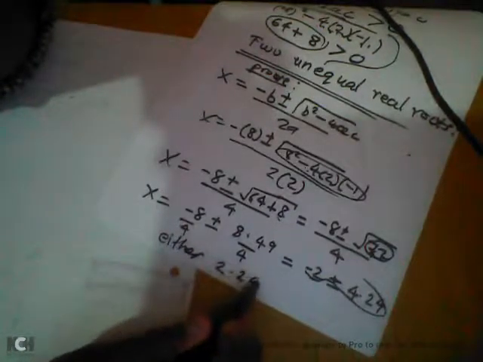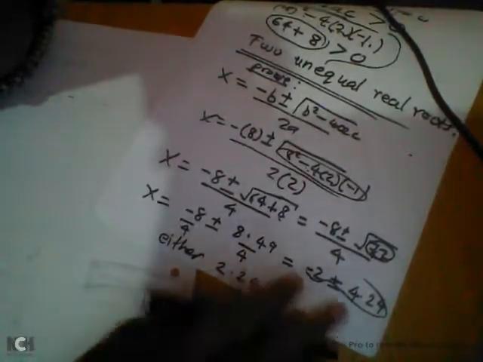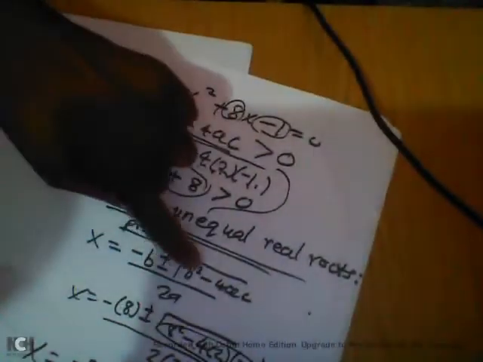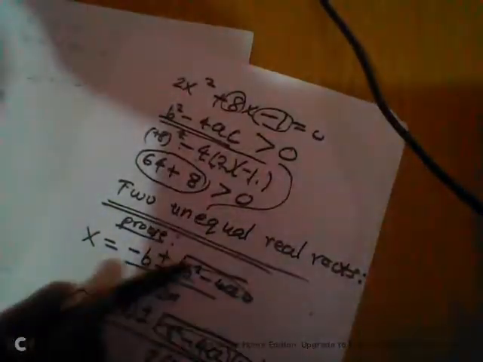So either, I hope everybody can see that. If you cannot see, please let me know. Either negative 2 plus 4.24, which is going to give us positive 2.24, or when you subtract, it's going to be negative 6.24. So you see, we got 2 unequal real roots. These are not imaginary roots, these are real roots. So what did we learn? We learned whenever b squared minus 4ac is greater than 0, we get 2 unequal real roots.